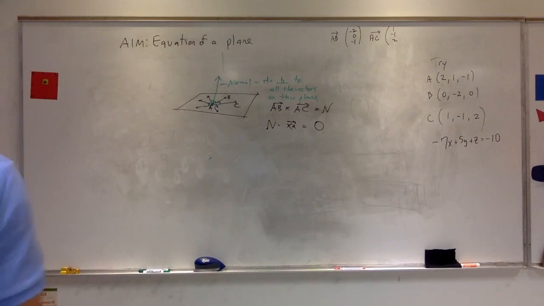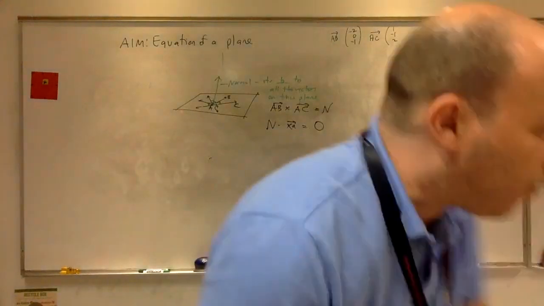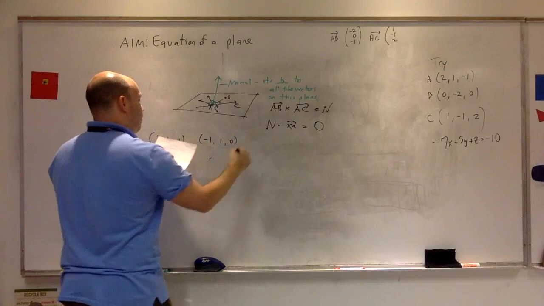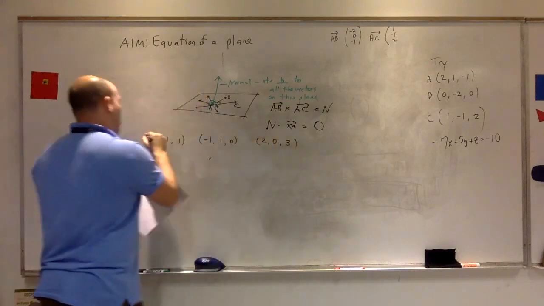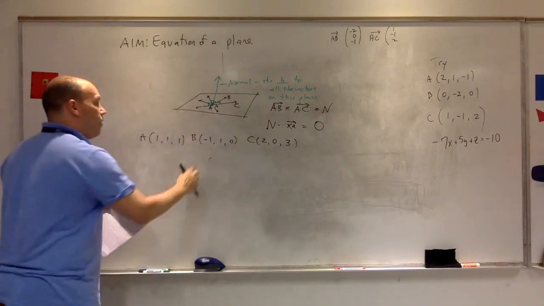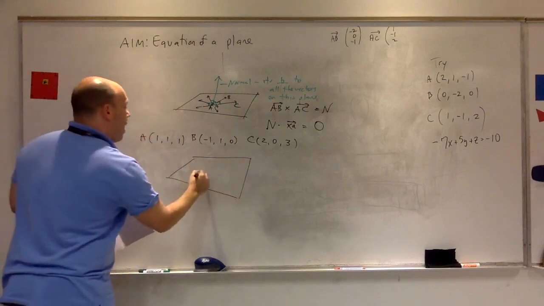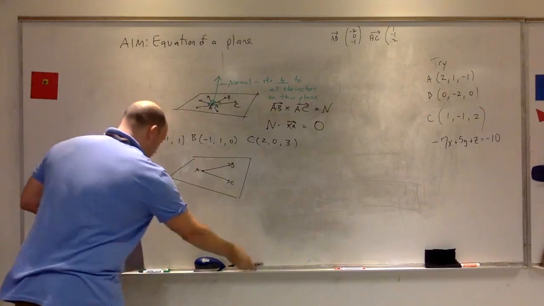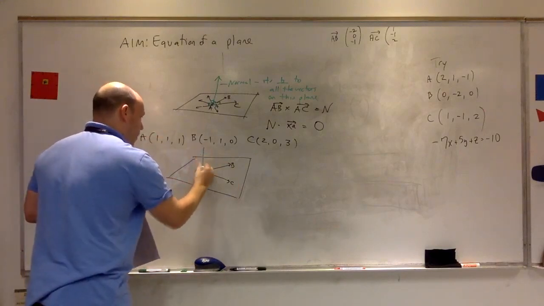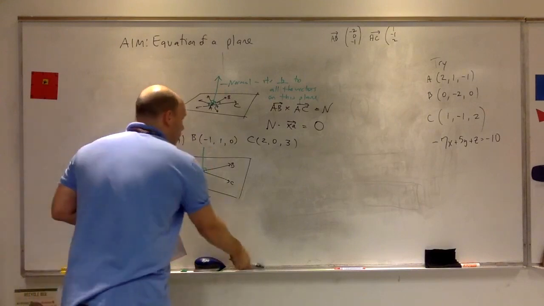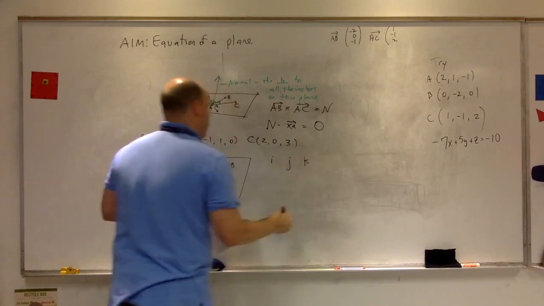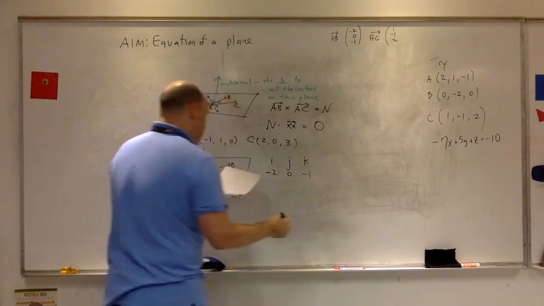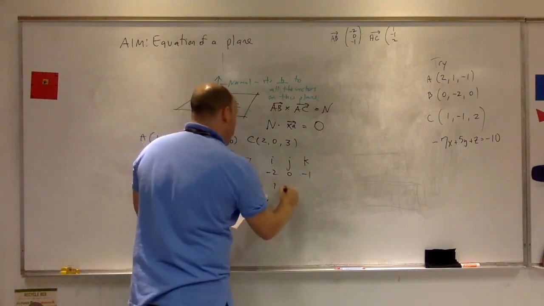Let's go back to our original example. Let's get the points back up there and start over again. The original points are (1, 1, 1), (-1, 1, 0), and (2, 0, 3). Here's A, here's B, here's C. So we have AB and AC, and we want to find the normal. We can do that by taking the cross product. So we have i, j, k. AB was (-2, 0, -1), and AC was (1, -1, 2).